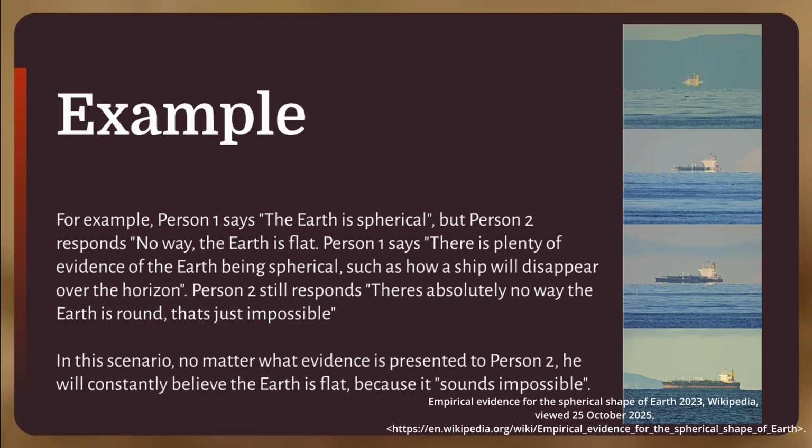For example, person 1 says, "The earth is spherical," but person 2 responds with, "No way, the earth is flat." Person 1 says there is plenty of evidence of the earth being spherical, such as how a ship will disappear over the horizon. Person 2 still responds, "There's absolutely no way the earth is round. That's just impossible." In this scenario, no matter what evidence is presented to person 2, he will constantly believe the earth is flat, just because it sounds impossible that the earth is round.